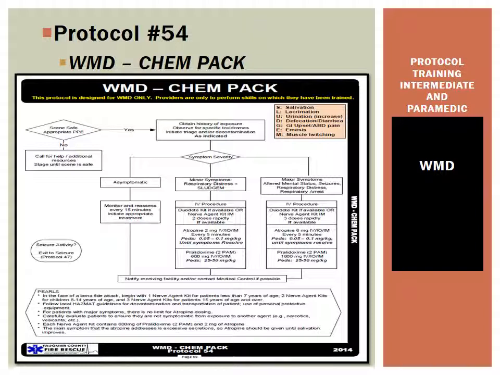Now, for the major symptoms, we're going to administer atropine 6 milligrams IV-IO IM every 5 minutes. Pediatric dose of 0.05 to 0.1 milligrams per kilogram until symptoms resolve. And we're also going to administer the pralidoxime or 2-PAM at 1,800 milligrams IV-IO IM and the pediatric dose of 25 to 50 milligrams per kilogram.